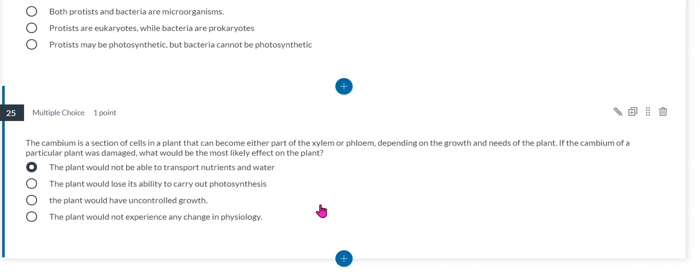All right, now coming to the last question, it is talking about the cambium. It is a type of tissue that develops into xylem and phloem. So if the cambium of a particular plant is damaged, the xylem and phloem cannot be formed in the plant, so the plant won't be able to transport nutrients and water. That is the purpose of cambium. Cambium is a tissue that grows into xylem and phloem.